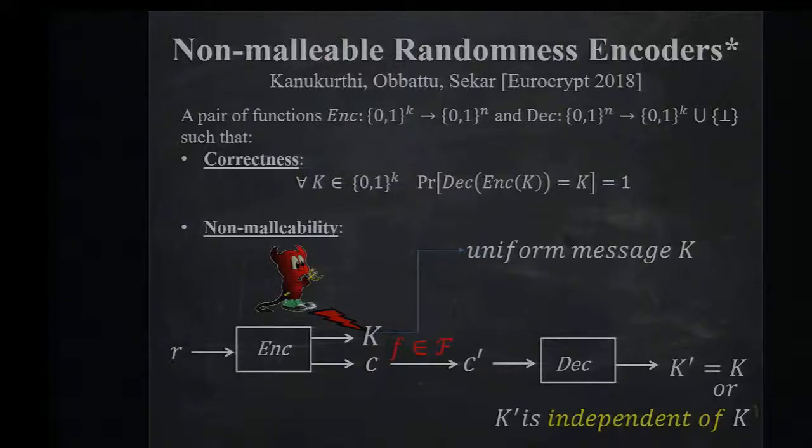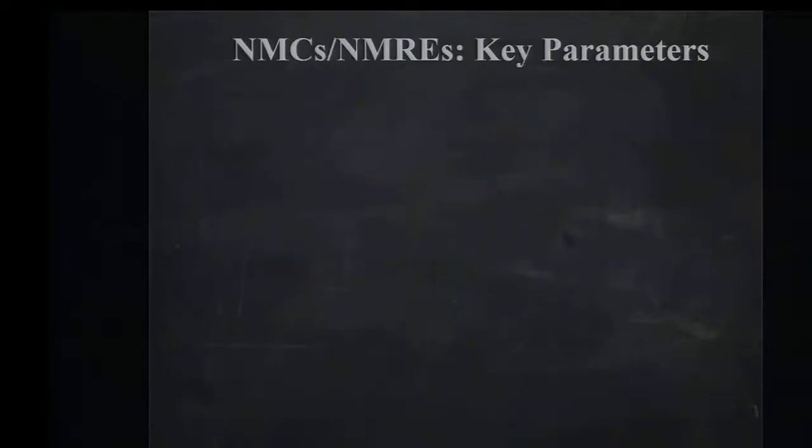Any questions on what we're setting out to do? So just to recap, in a non-malleable randomness encoder, you have to generate two things. You first have to generate your random message, and then you have to generate an encoding of that random message. The adversary gets to tamper only the code word, he gets to tamper only C, and you want to guarantee the security of the underlying key that was originally encoded, right? Okay, so that's a non-malleable randomness encoder.